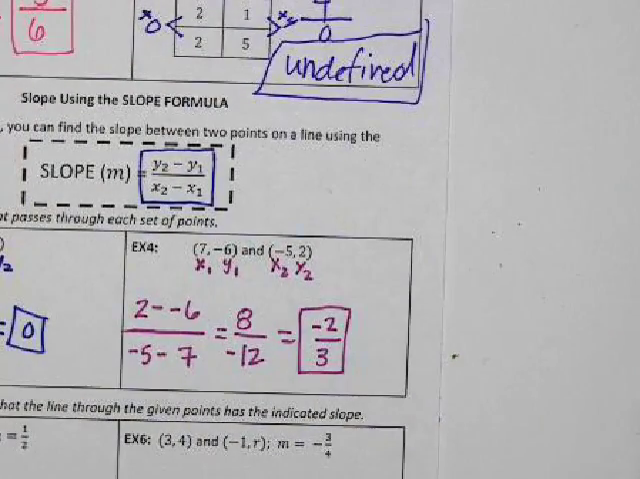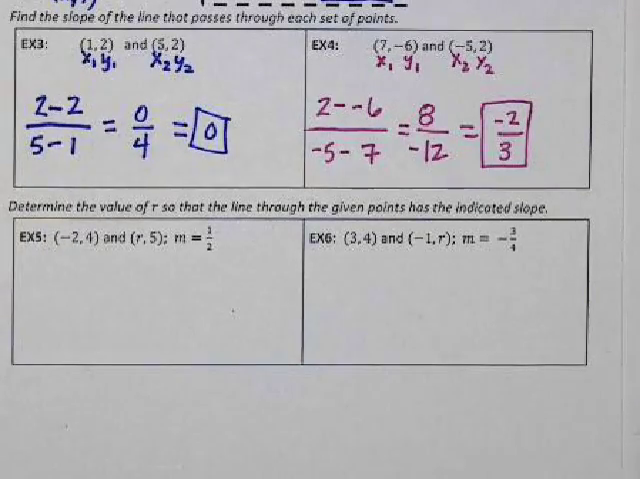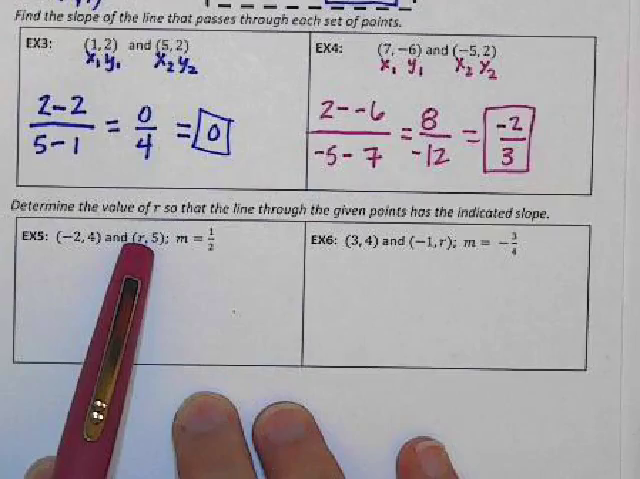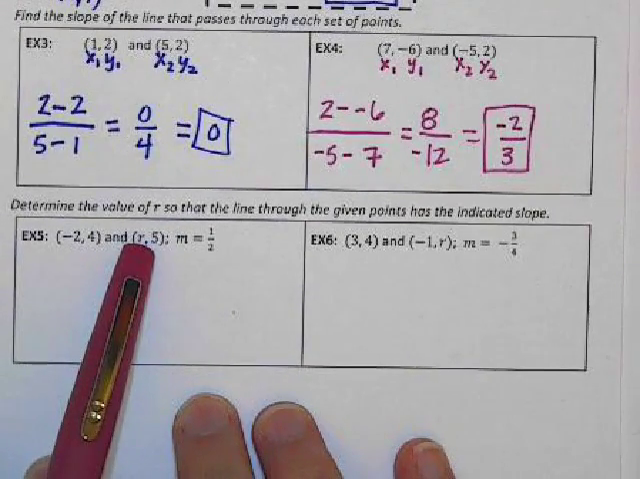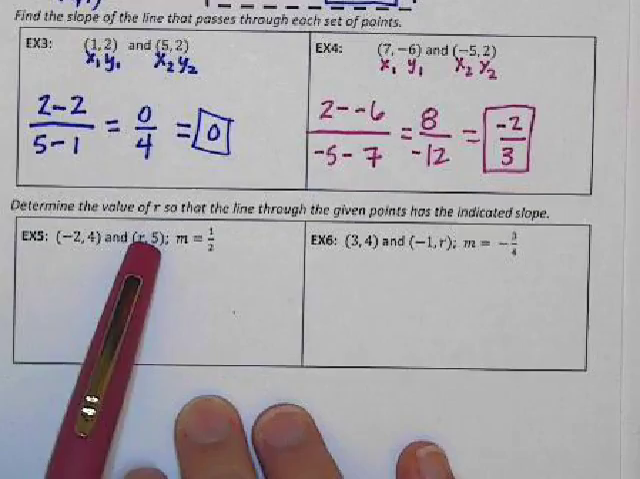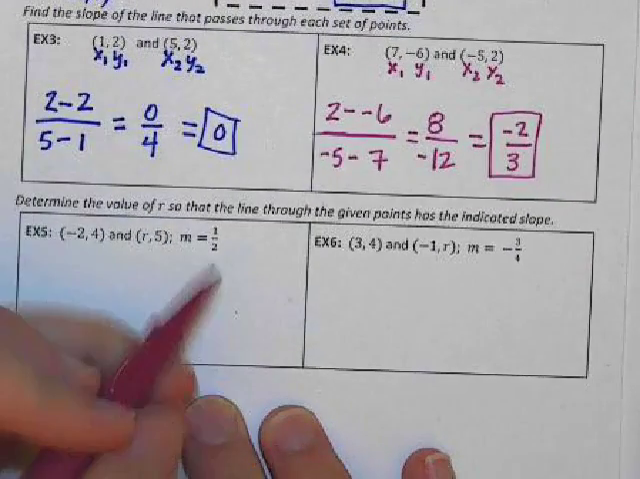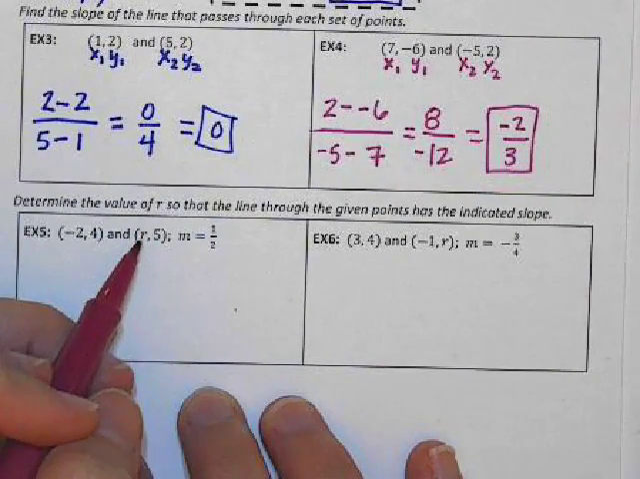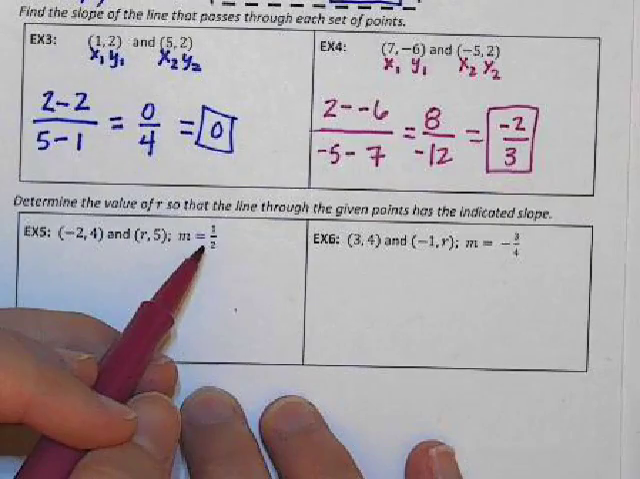Questions? Okay, now the bottom. Bottom's a little bit more difficult, so make sure you're paying attention. It says, determine the value of r so that the line through the given points has the indicated slope. So if you look at my points, I'm missing this number right here. It tells me r. It could be x, it doesn't matter what letter it is, but I'm missing this number right here. Okay? But this time it gives me the slope. So I have to figure out what this number has to be in order to have this slope.